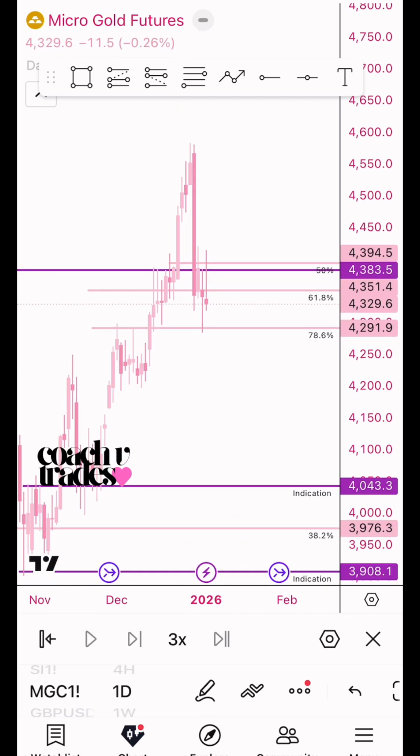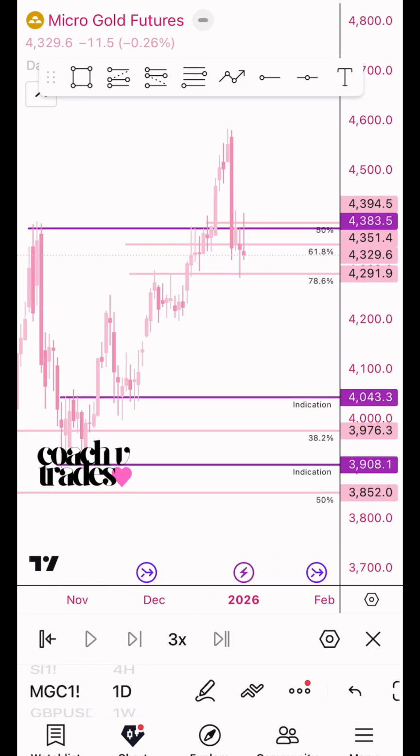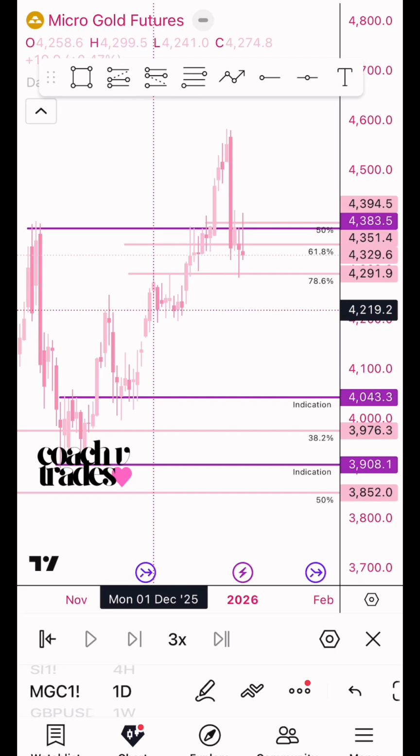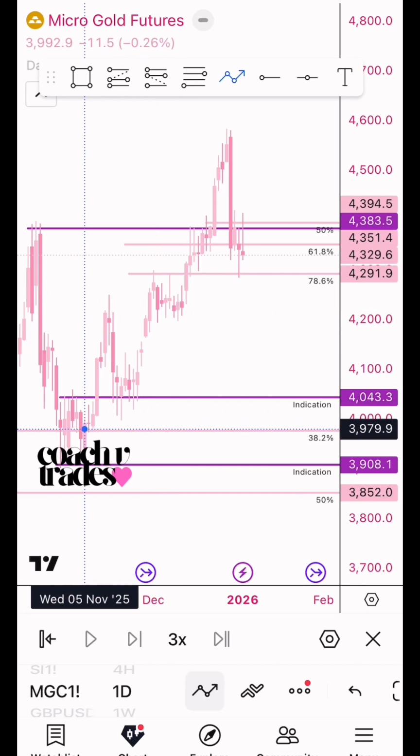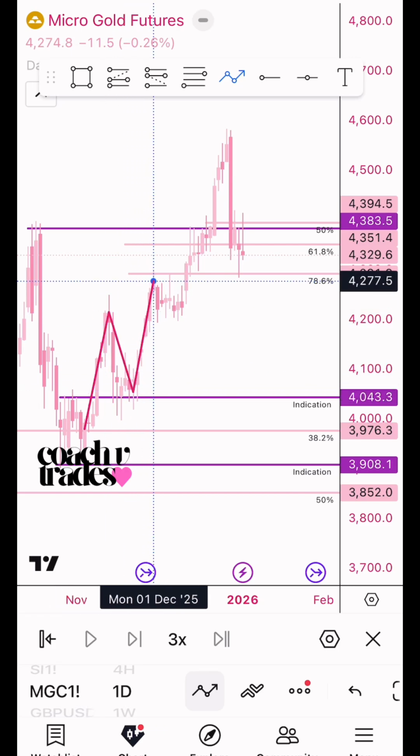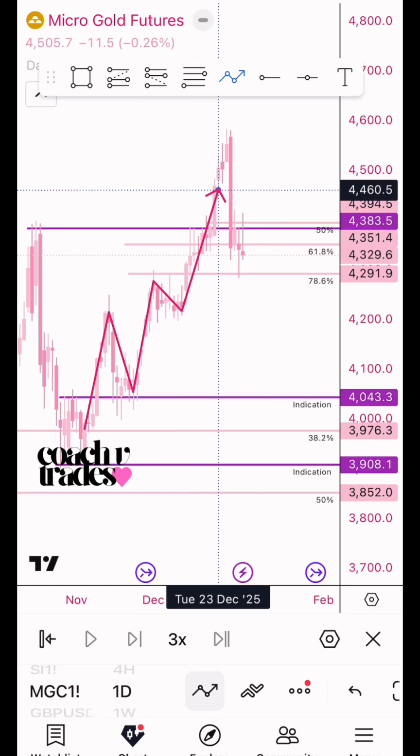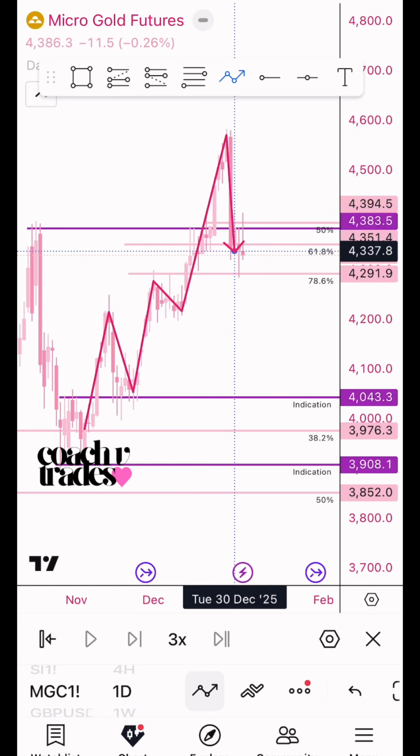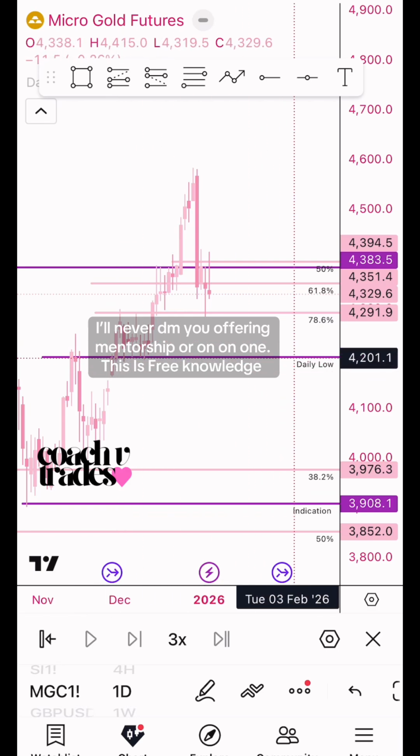So a lot of people get confused when it comes to ICC because some people are saying that it's bullish and then some people are saying that it's bearish. What it is, on the daily, what do you see? We are clearly in an uptrend. We are at a low. We made a high. We made a higher low. We made a higher high. We made a higher low. We made a higher high. This right here is a higher low. So this is the daily low, okay?